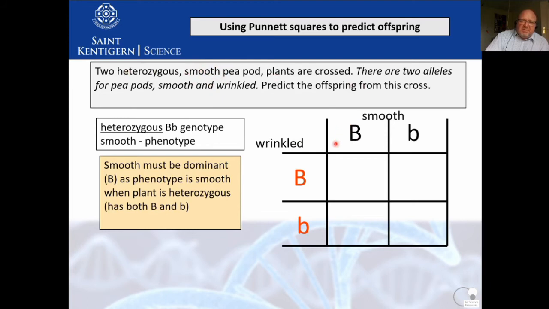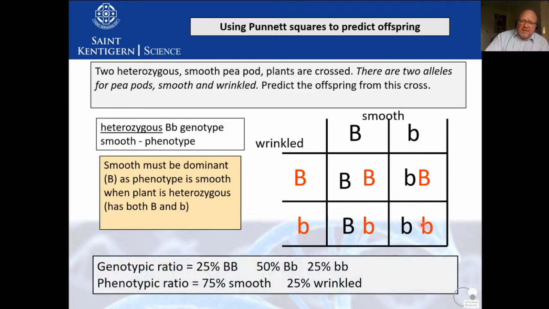Alright, so the dominant trait is smooth, and they are heterozygotes, so we cross them together, and we will have a 1-to-2-to-1 genotype ratio, but our phenotype ratio is going to be 3-to-1 for smooth. So 3 smooth and 1 wrinkled. Okay, I hope that makes sense.